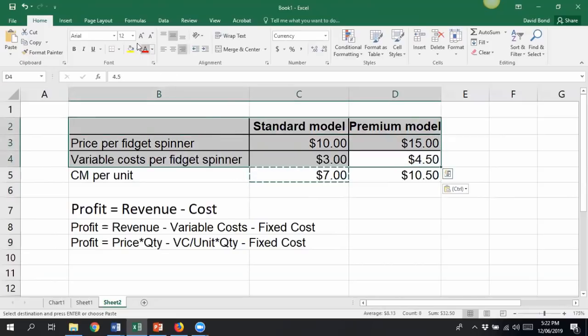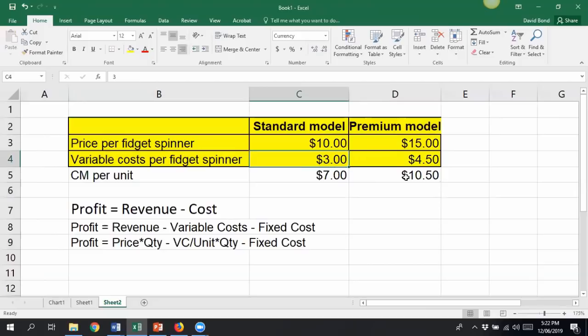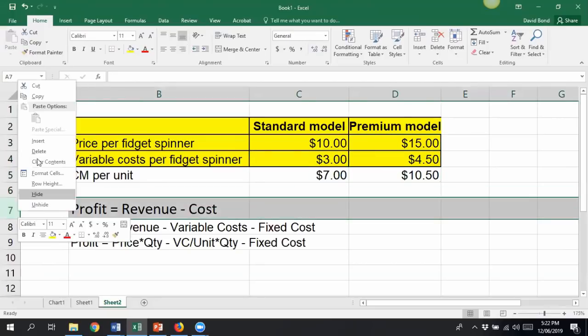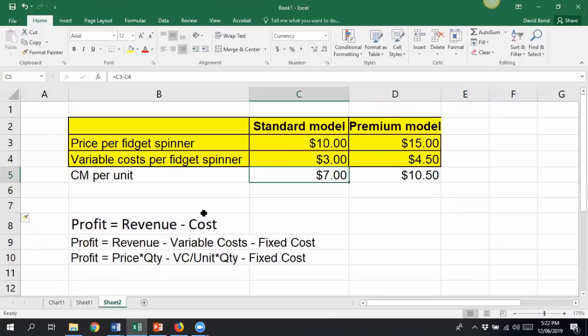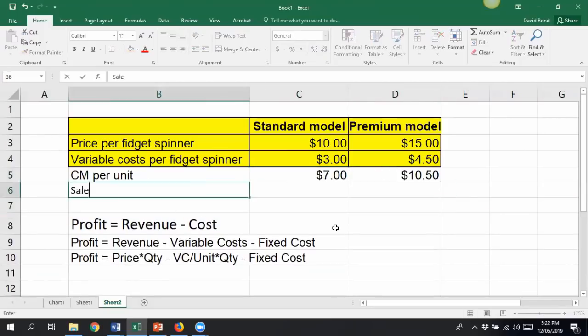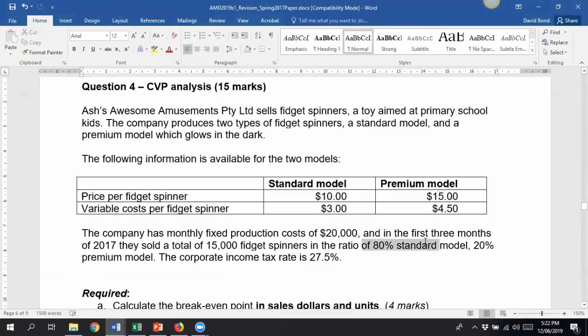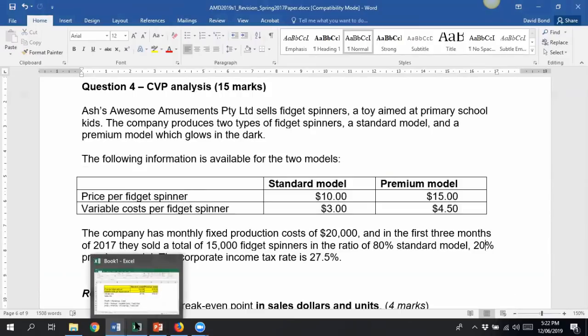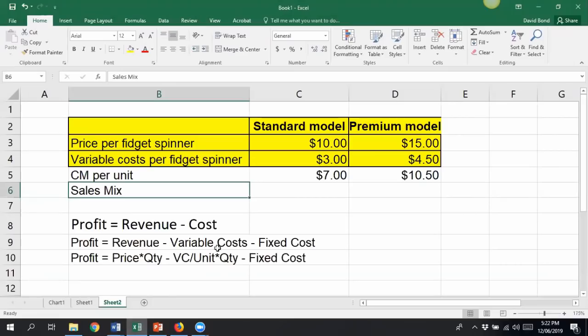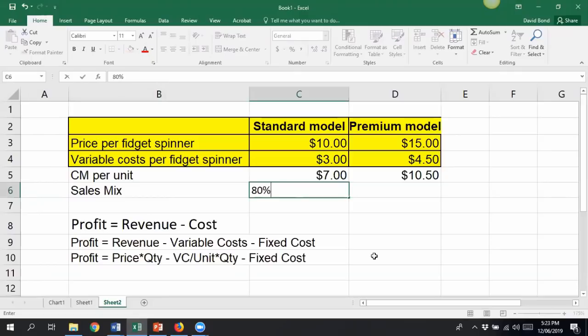I'll just color this out so you can see that's the information provided. Calculate the contribution margin per unit: price minus variable costs, price minus variable costs. But we still have 2 contribution margins, so that doesn't particularly work. Sales mix. The sales mix is 80% of the standard model, 20% of the premium model. Now again, this may not actually work out to be that, but we can only go off what we know at this point. So 80% of your sales are standard, 20% are premium.